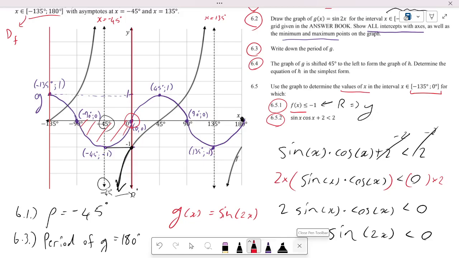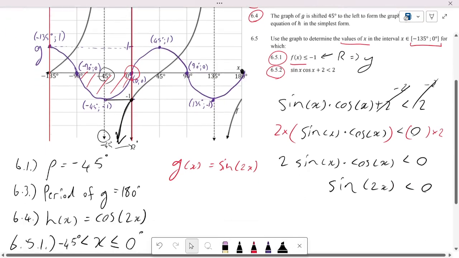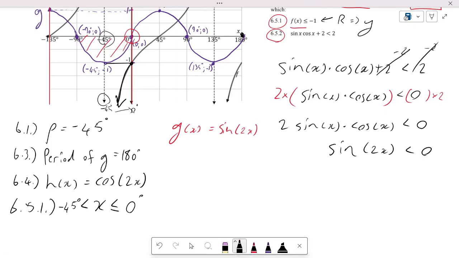Because once again, they didn't include anything over here. So for 6.5.2, we're going to have negative 90 degrees is less than x, which is also now less than 0 degrees. And that is our final answer.